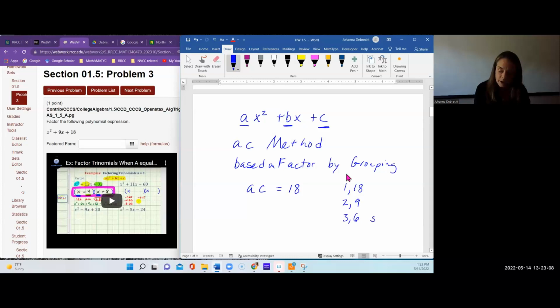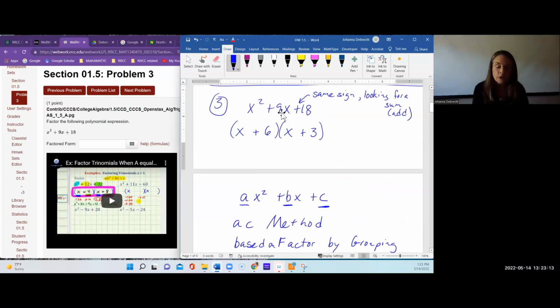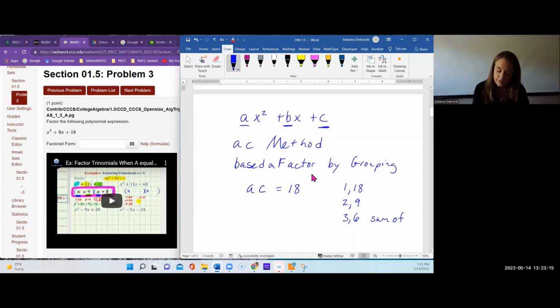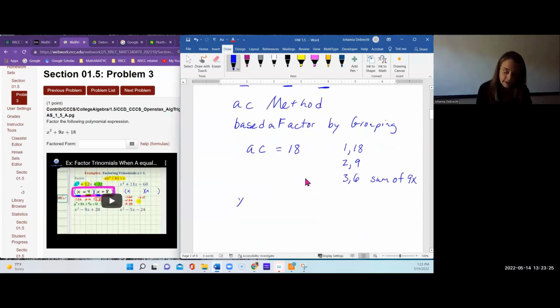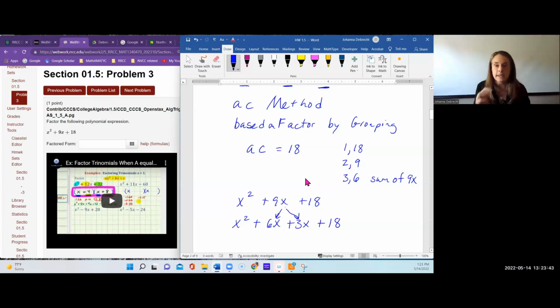And we look for the pair that has a sum of the middle term. Our middle term is 9x. So we look for that. Because they add up to 9x, then we can rewrite our original problem, x squared plus 9x plus 18. And we can split the 9x into 2 pieces. We write it as x squared plus 6x plus 3x, so this becomes split into 2 pieces, plus 18.